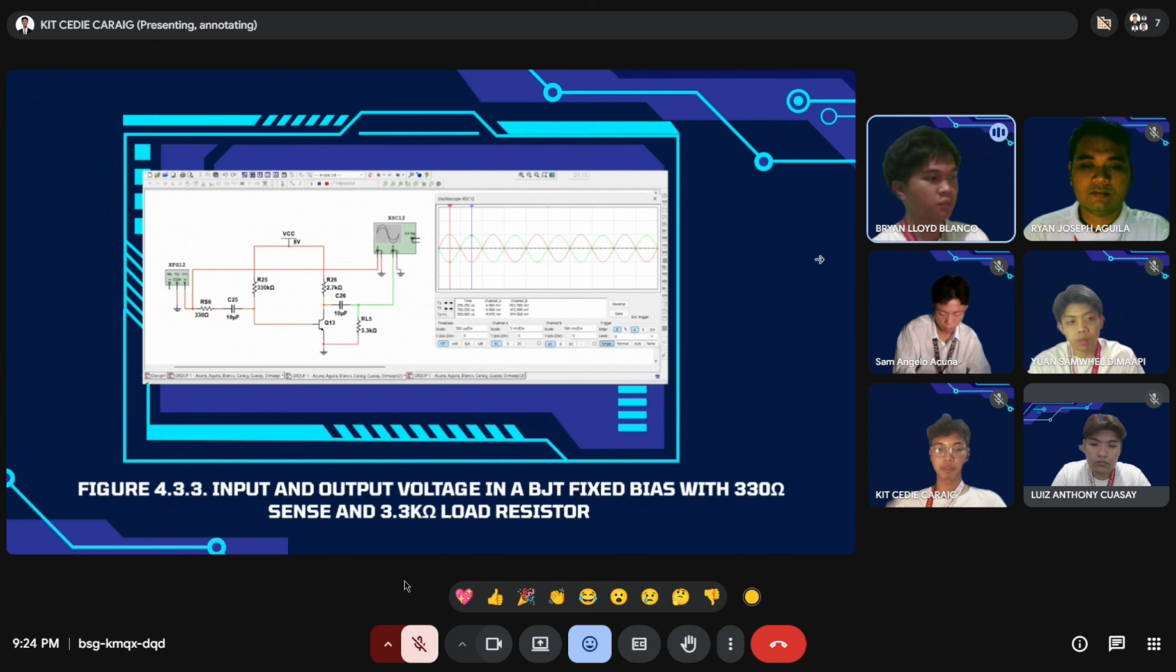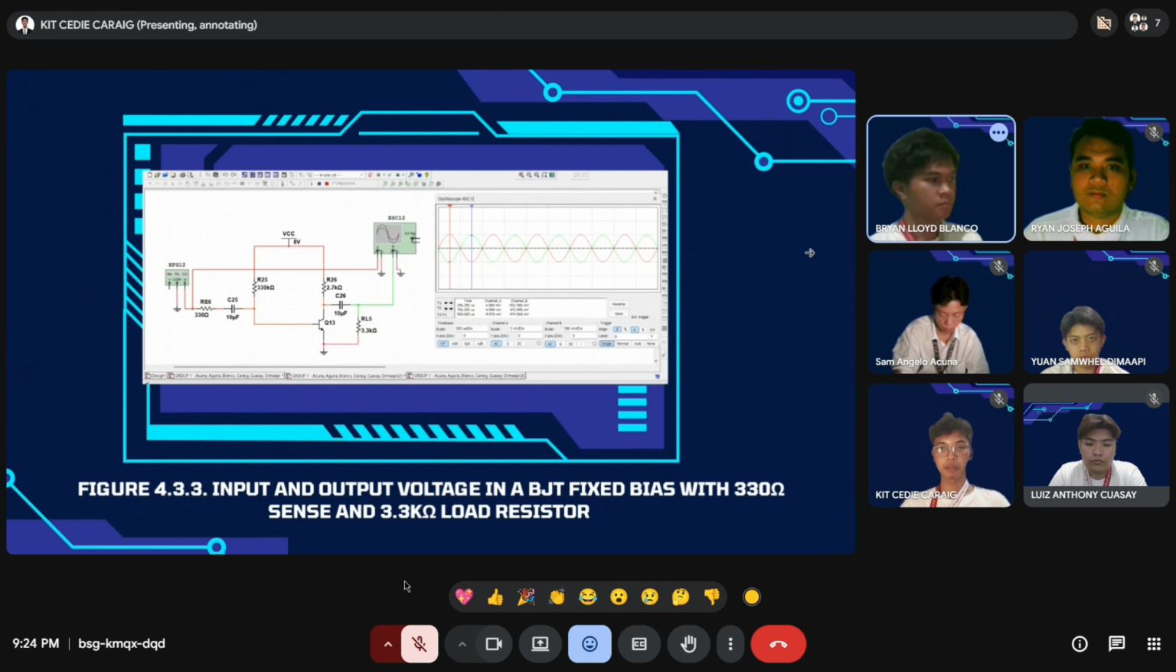For figure 4.3.3, we use a 330 ohm sense resistor and a 3.3 kilo ohm load resistor. With the same process as the previous figures, we divide, and the gain continues to rise as the 3.3 kilo ohm load still dominates, pushing the output voltage higher despite the growing sense resistance.